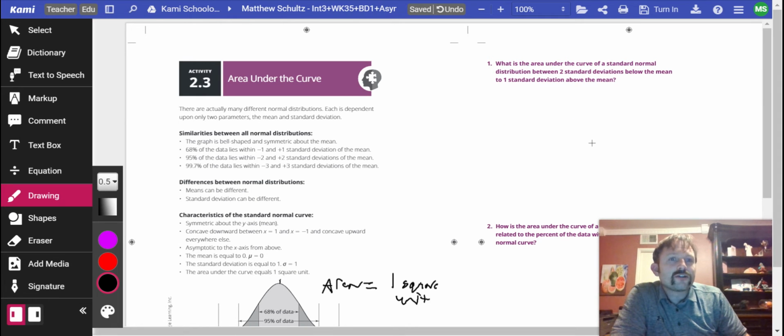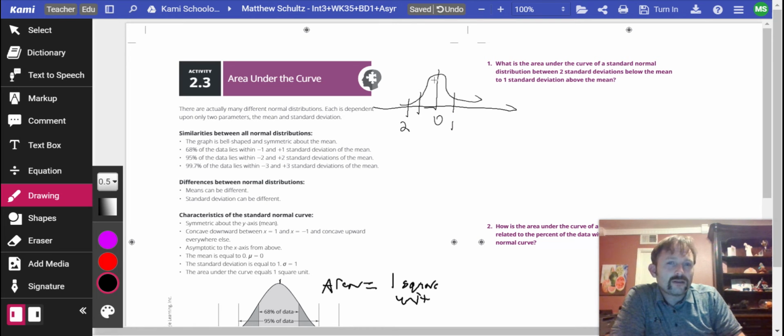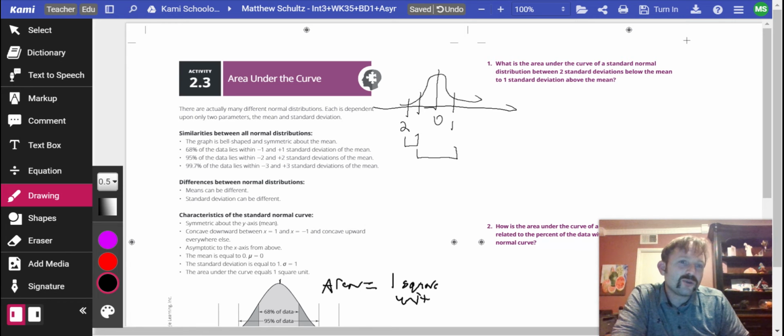Okay, what is the area under the curve for the standard normal distribution between 2 standard deviations below the mean and 1 standard deviation above the mean? Let's quickly draw our little graph. We know that's 0. We know they want to go 2 below, and they want to go 1 above. Well, I know that's going to be a couple of things. So I'm going to add between here and here, and from here to here. Give me a second to get those numbers in. 3, 2, 1.